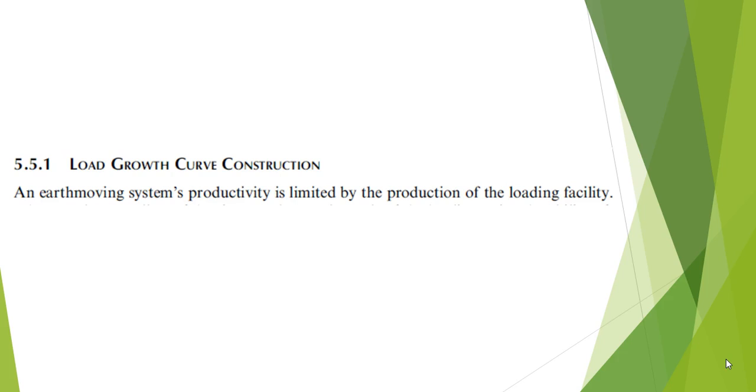If you really stop and think about what's happening in earth-moving systems, the fact is the productivity is limited by how much production you get out of the loading facility, right? You can have an unlimited number of trucks, but you can only fill them as fast as the loader can fill them. No matter how fast they can make their haul and return, it still depends on how quick the loader can fill the trucks to keep them moving along.